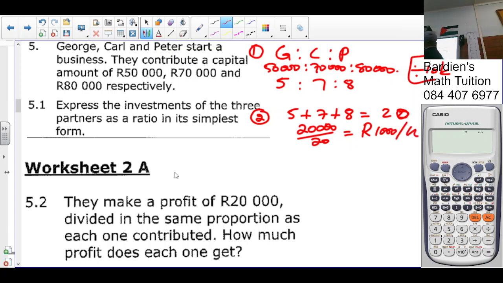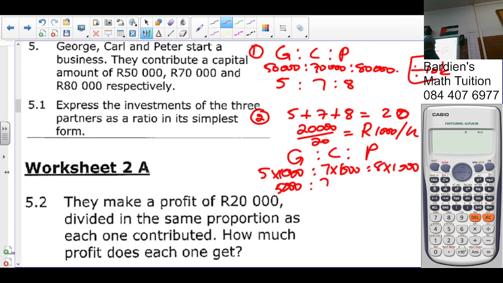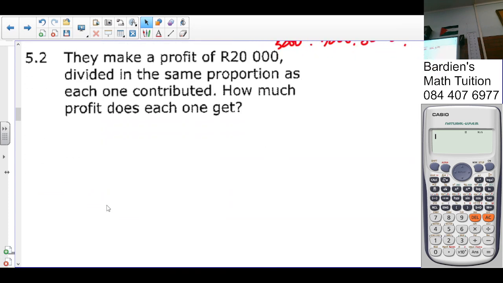Not so? So George, Carl and Peter will be given 5 times 1,000, 7 times 1,000 and 8 times 1,000. So you're going to get 5,000, 7,000 and 8,000. Okay, each one will get that. Alright. Any confusion here? No.